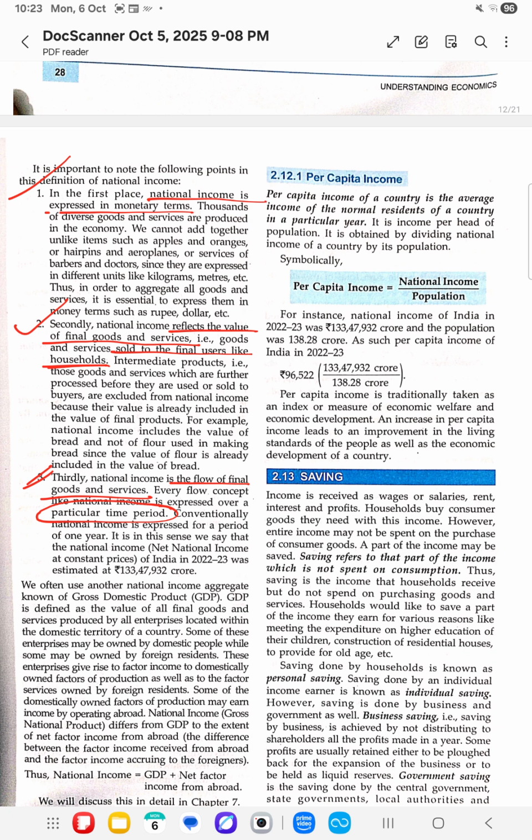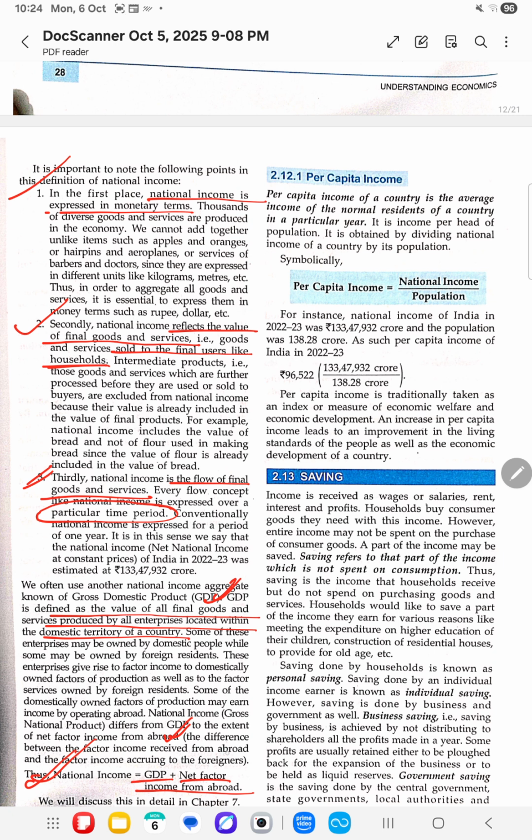Next up, what is GDP? So GDP is defined as the value of all final goods and services produced by all enterprises located within the domestic territory of a country. National income is equal to GDP plus net factor income from abroad. Okay, so here we just saw that national income is equal to GDP plus net factor income from abroad. Let me tell you what is net factor income from abroad. You can see the definition from here as well.